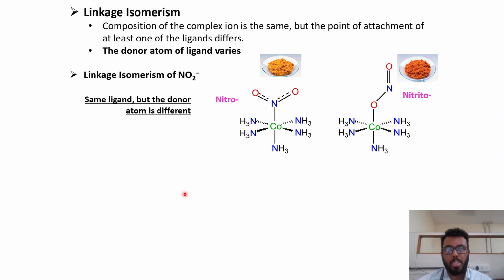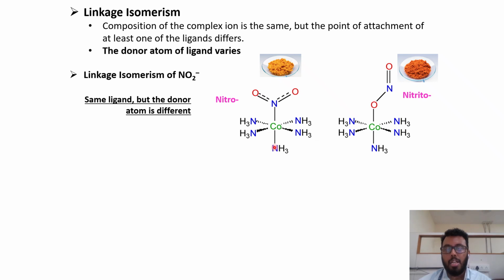Now let's discuss the third type of isomerism, that is linkage isomerism. In the previous case, the composition is different. Here the composition of the complex ion is the same. But what would be the difference? The point of attachment of at least one of the ligands differs. For instance, we will take ligands like nitro and nitrito. In the case of nitro, the point of contact with the metal ion will be through the nitrogen atom, whereas in nitrito, the point of contact will be through the oxygen atom.